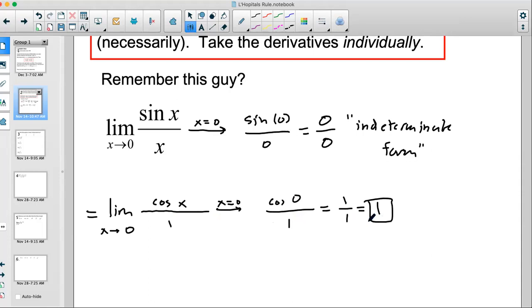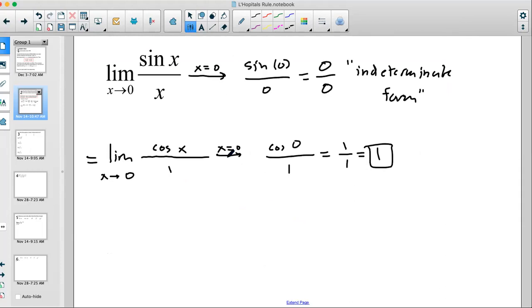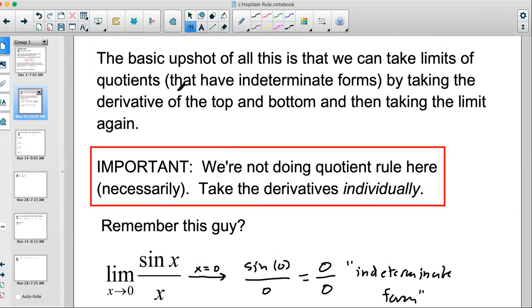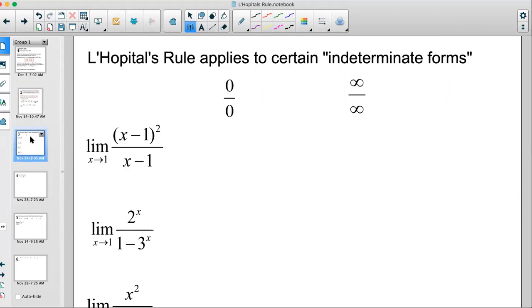And L'Hopital's rule is like the answer. It's like, how did we figure that out? We use L'Hopital's rule. There's a proof of this rule, which we're not going to talk about. So the important thing to remember here is that limits have to have these indeterminate forms or L'Hopital's rule doesn't work. It only applies to these indeterminate forms.